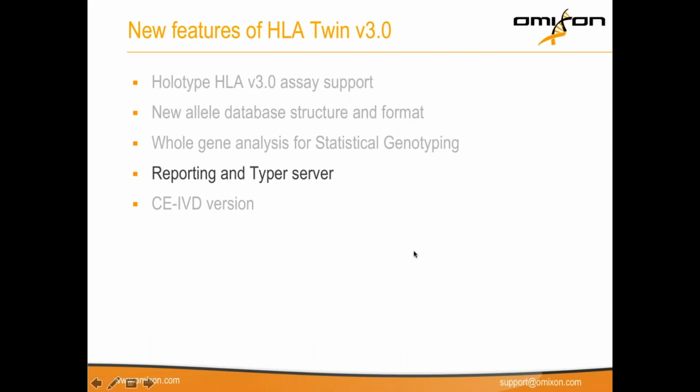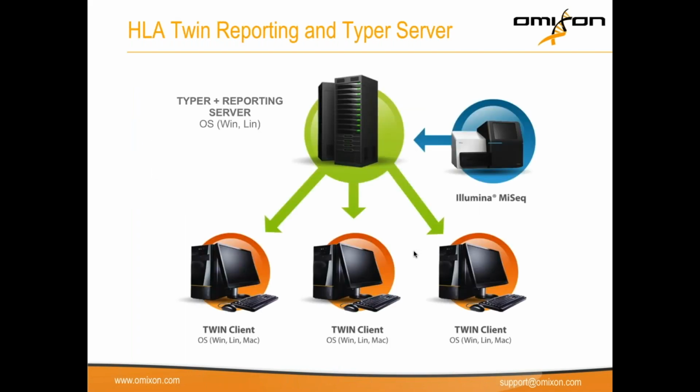Although the reporting and type server is not a new feature, I would like to give you a little more explanation on that, as not all people working in the labs are IT specialists. This feature was already introduced in HLA Twin 2.5, however, it has been further improved in HLA Twin version 3.0. Simply imagine that the architecture of HLA Twin has been divided into the type server and reporting server. What is the purpose of those two units?